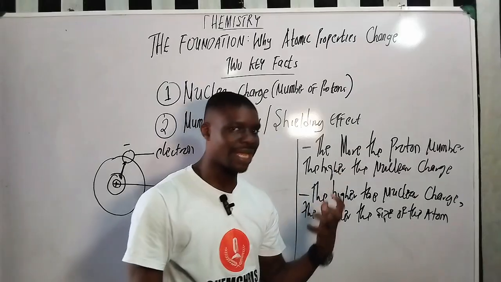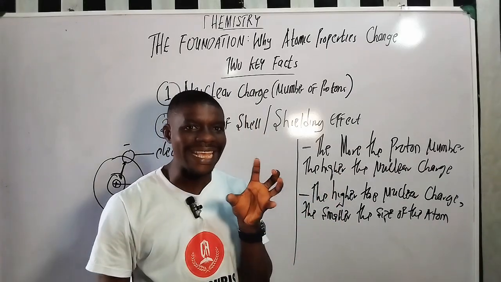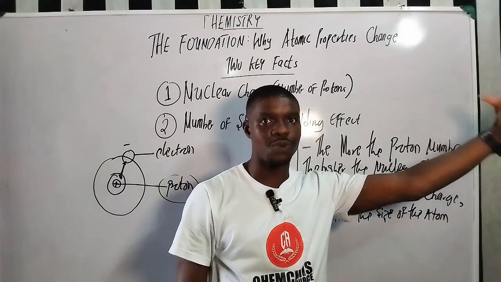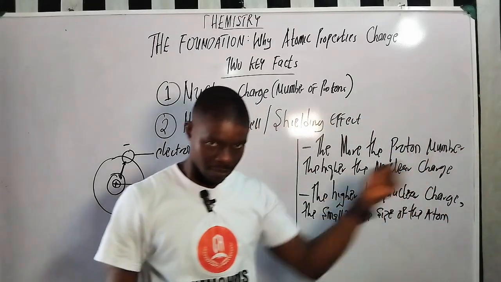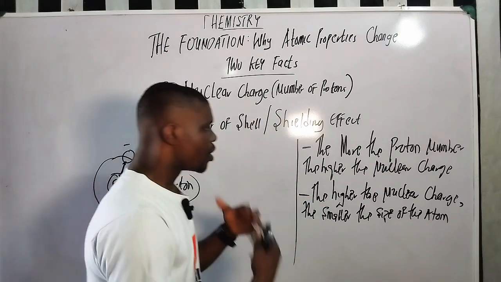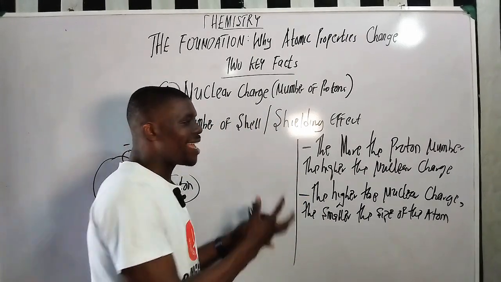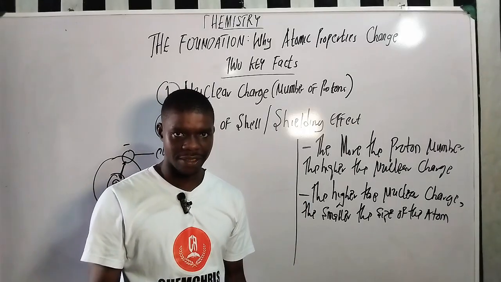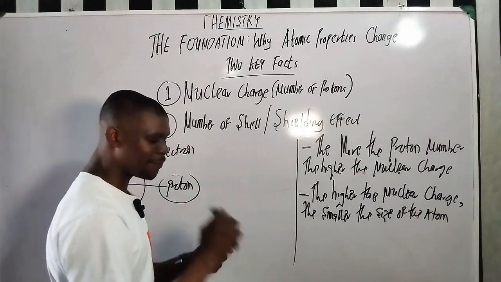The higher the nuclear charge, remember I told you that the nuclear charge is the pulling force with which the nucleus pulls the outermost electron, the smaller the size. Now, on the other hand, the fewer the protons, the lower the nuclear charge. That is another thing you need to keep in mind, so please take this down.